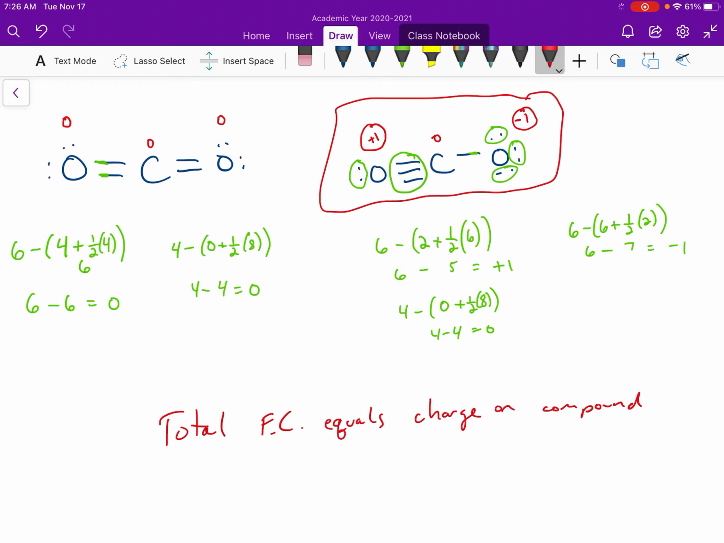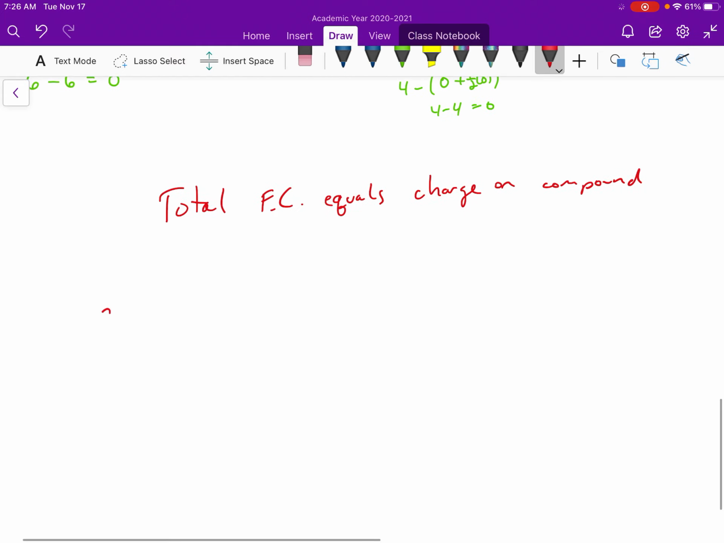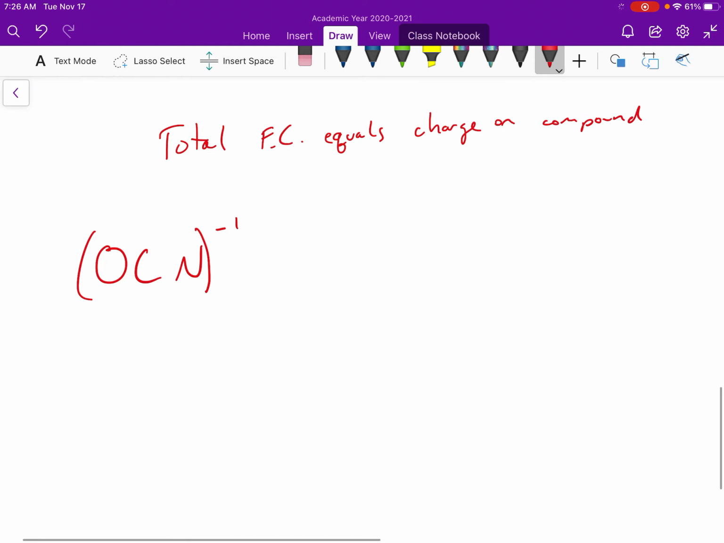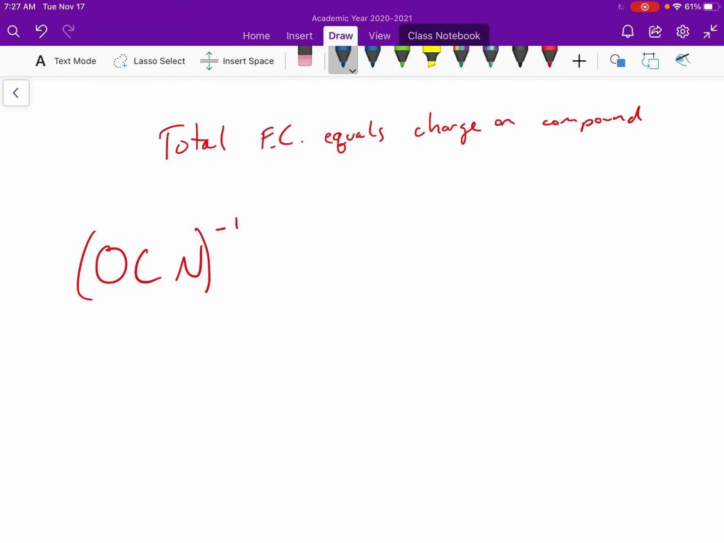Let's try one more here and see if we can make this work. So let's try this one. This one's a little bit tricky. This is an ion, OCN. Okay, it has a -1 charge overall. Okay, a -1 charge overall. So how do we do that? Well, we're going to write it out like this.